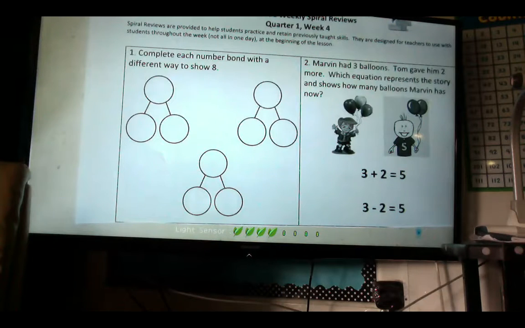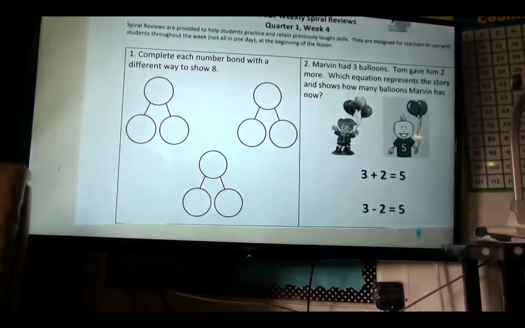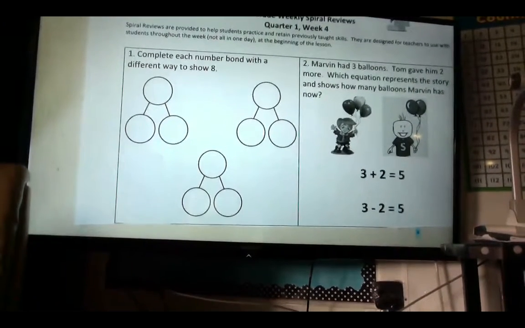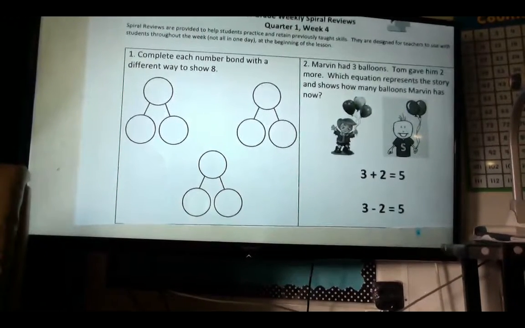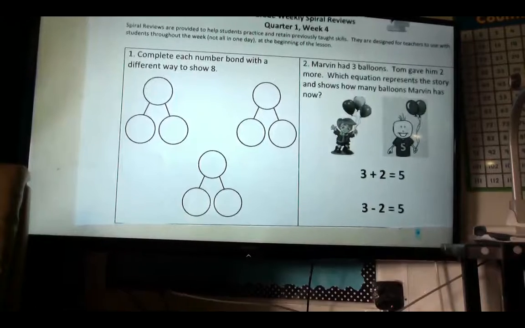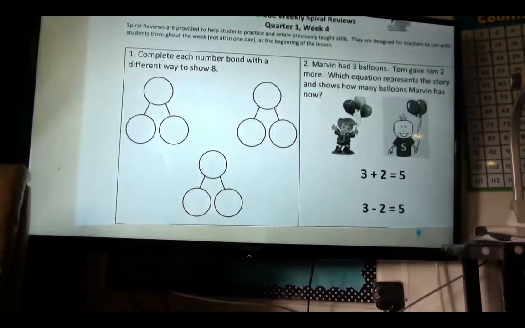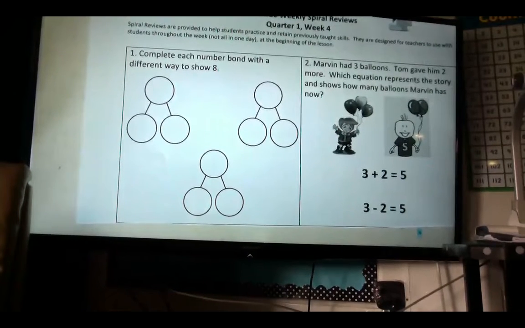So for number 1, it says to complete each number bond with a different way to show 8. So let's think about that. We are showing what number? If you said we are showing number 8, you are correct. So I'm going to start off by putting 8 in each number bond, because each one of these has to show 8. So watch me, please.